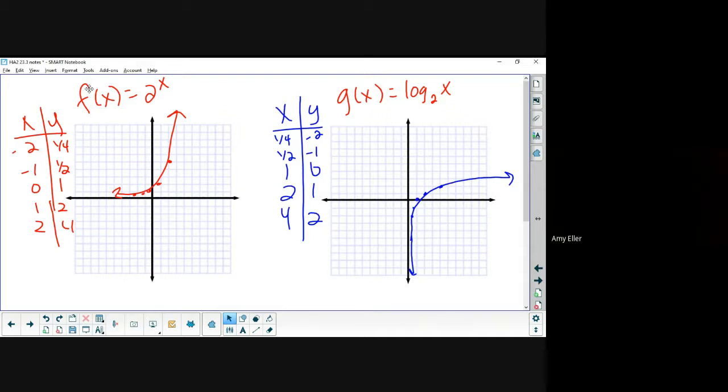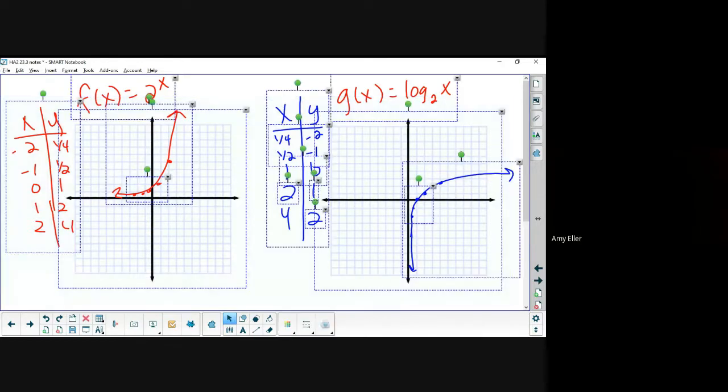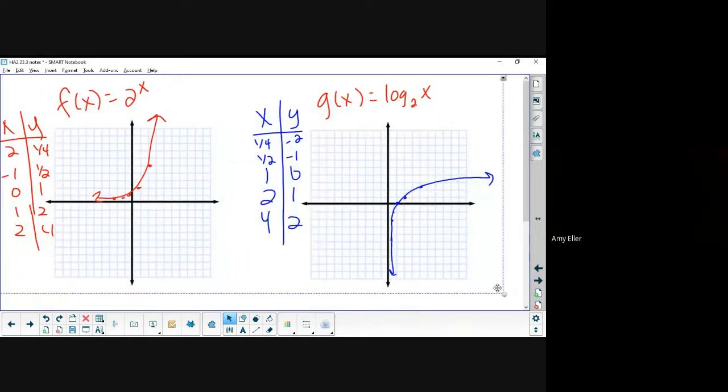What would happen when I put these functions on the same graph? Opposites. True. They would reflect over y equals x. I don't need you to do that. I just wanted to show you. Maybe you want to make a note if you forgot that. But if they're graphed on the same graph, you can see they will reflect over the line y equals x. Any questions on making the graph?